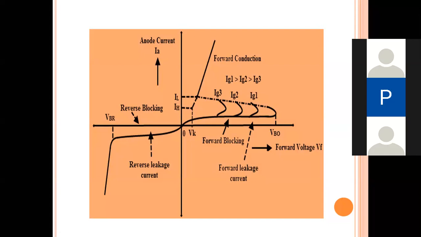Once again, I am repeating. IL is defined as the latching current. The latching current is the minimum current across the device which is required to make the device move from the blocking state to the conducting state. Then, coming to IH, it is the holding current. The IH value is defined as the minimum current across the SCR; whenever the current falls below this value, the device moves to the blocking mode.